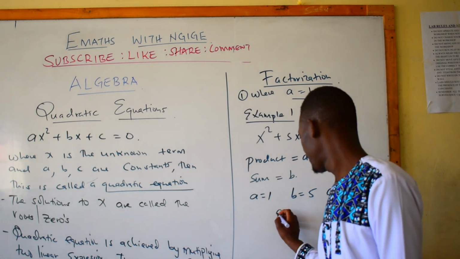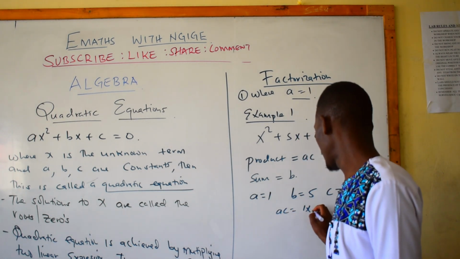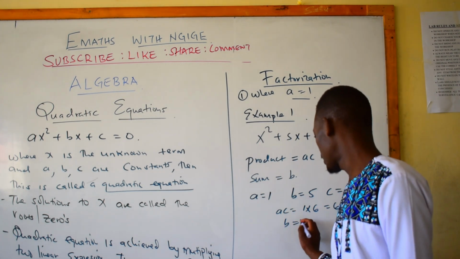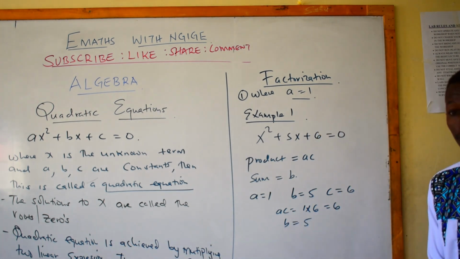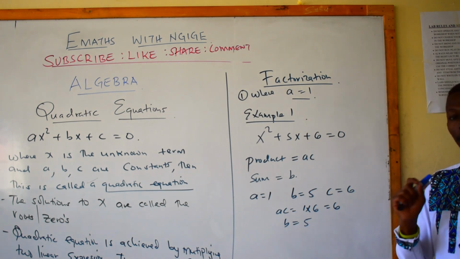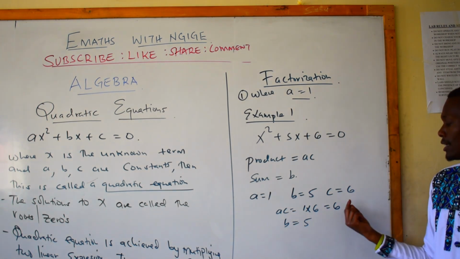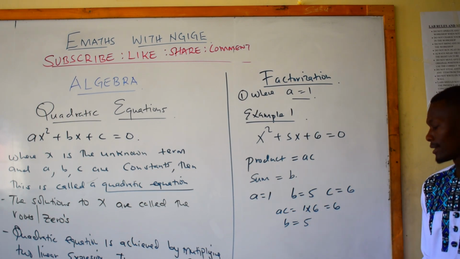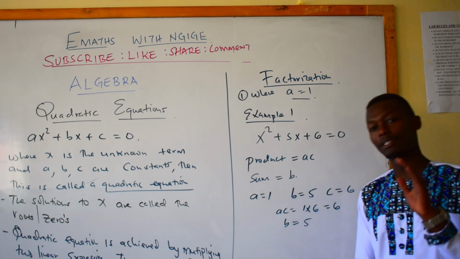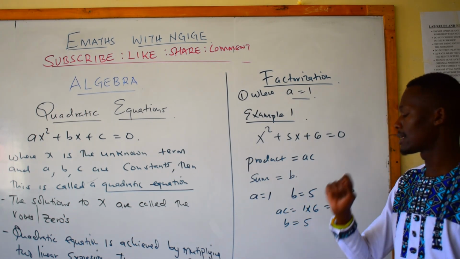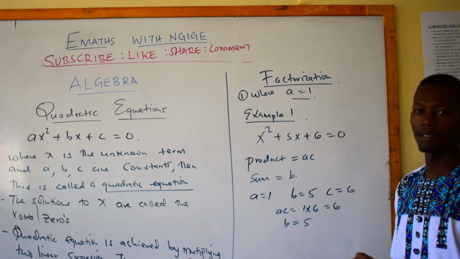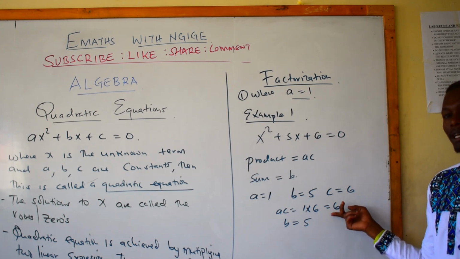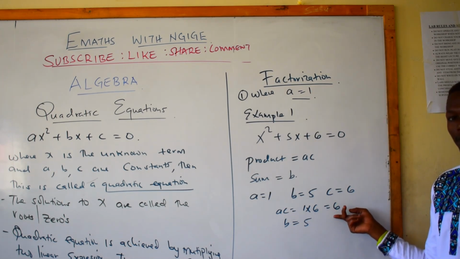So AC is the same as 1 times 6, which is equal to 6, and our B in this case is equal to 5. So in essence, we are finding two values which, when you multiply, give you 6, and which, when you add, give you 5. Now the trick here is always to use the number which has been gotten by the product.